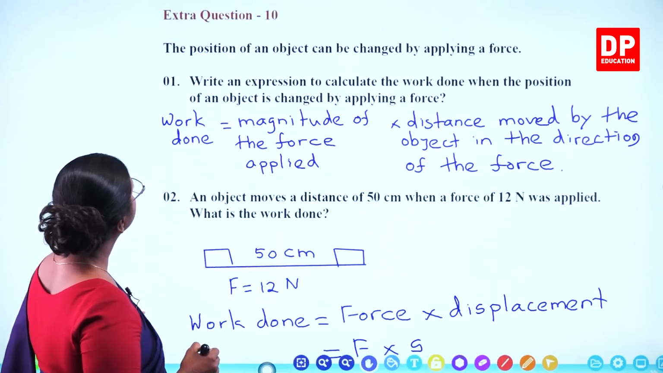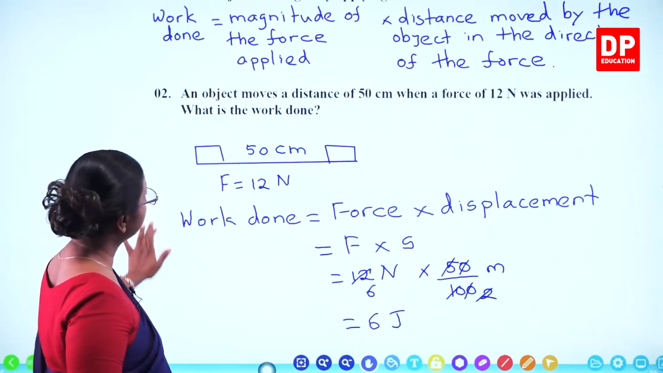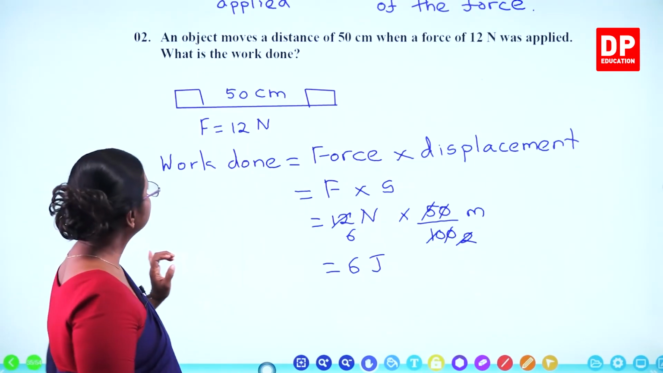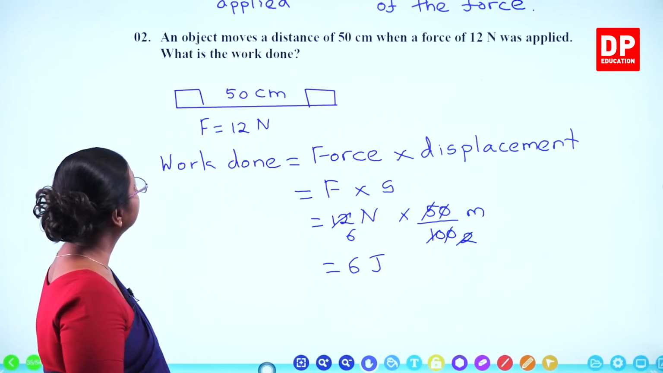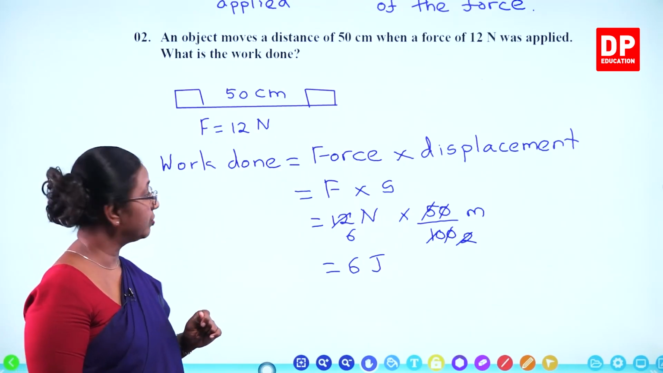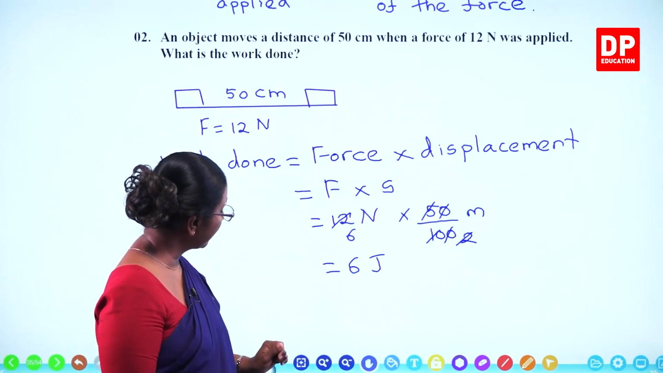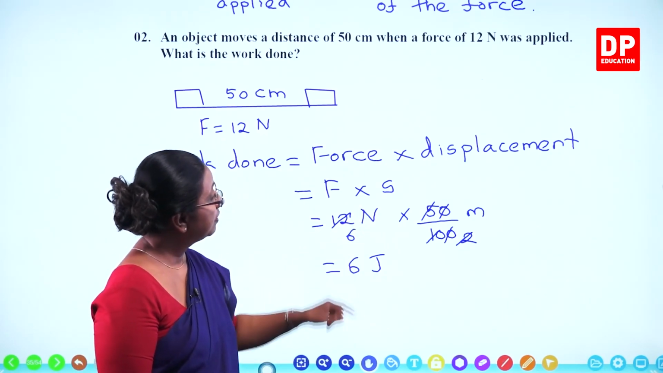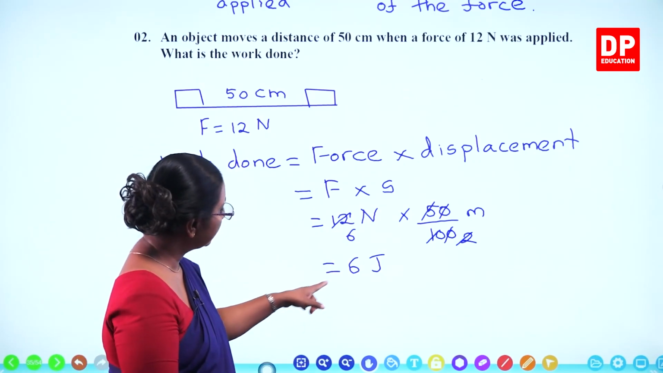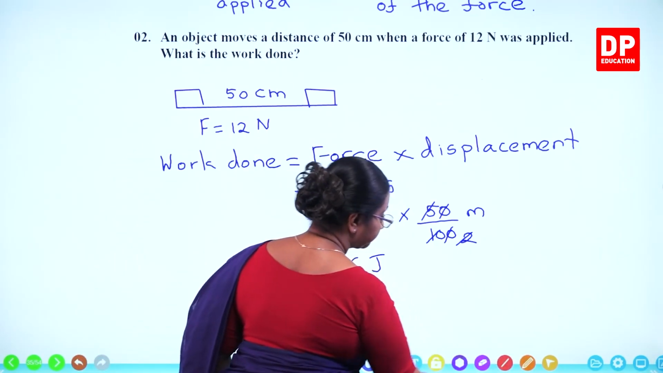If we go back, first we wrote the equation for work done, the complete equation. Then this question, like I told you all, this is the change that is taking place. The object is moving. The position changes by 50 centimeters. Force applied is 12 Newton. So work done is force into displacement, that is F into S. 12 Newton force. You need to do a unit conversion, 50 divided by 100. You get the answer as 6 joules. That is the work done.